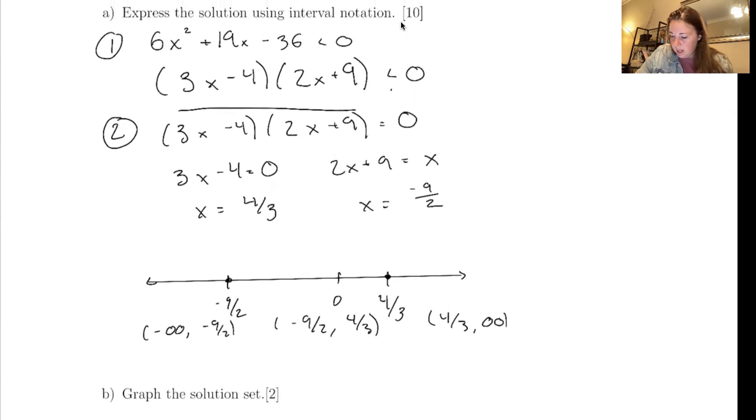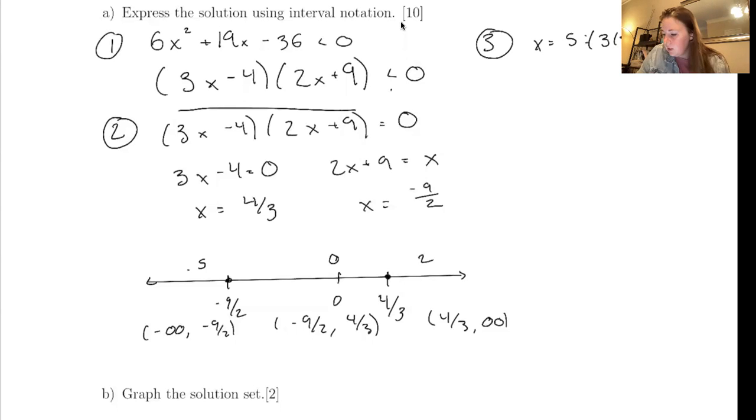So I'm now going to test some values. I'm going to pick like -5, 0, and 2. Okay, x equals 5. The best thing to do is to plug it into the factored form, like 3 times (5 minus 4) times 2 times (5 plus 9), because that'll give you a quicker way of solving.